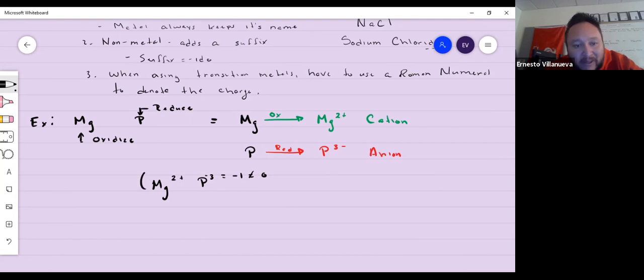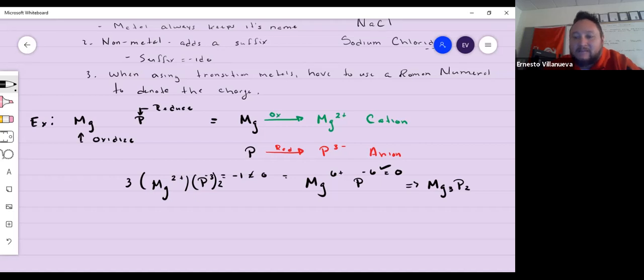Well, if we multiply them by each other, let's say I multiply this by 3 and this by 2. 3 times 2 gives me a 6 for magnesium, plus phosphorus, 3 times -2, gives me a -6. 6 minus 6 equals 0. Excellent, that's what we want. We want to make sure these become neutral. So that means I need 3 magnesiums and 2 phosphorus.